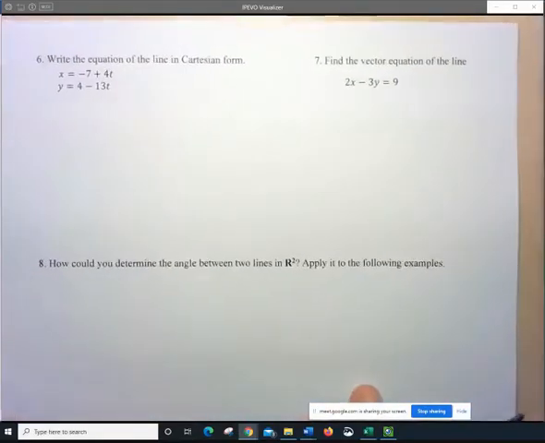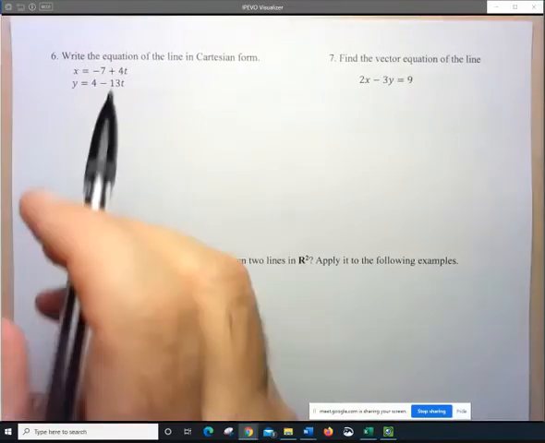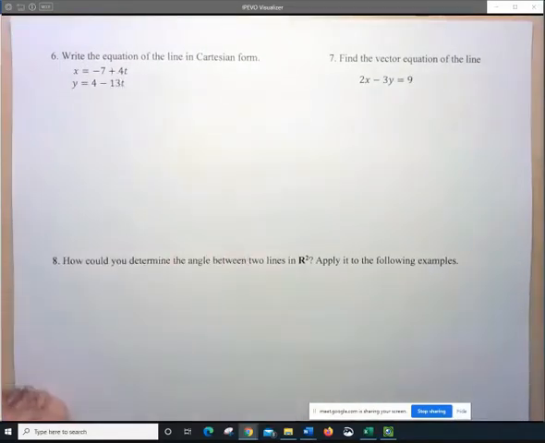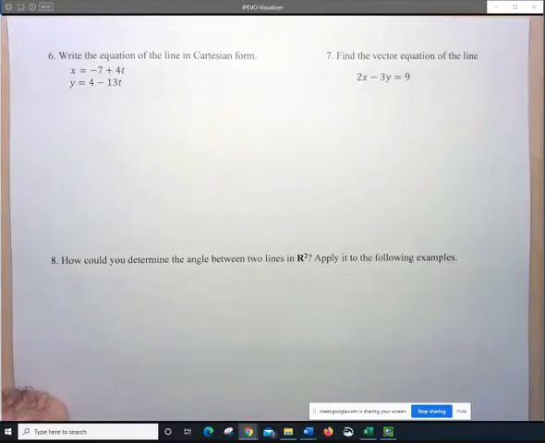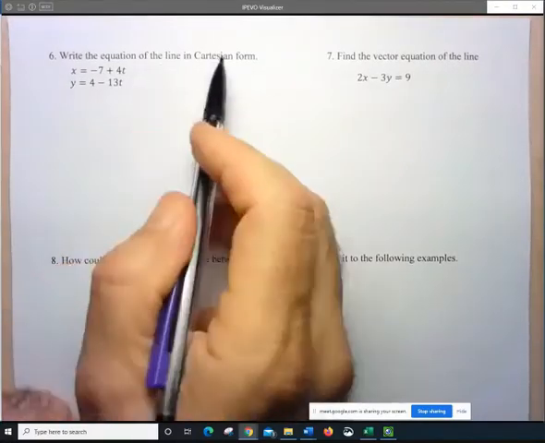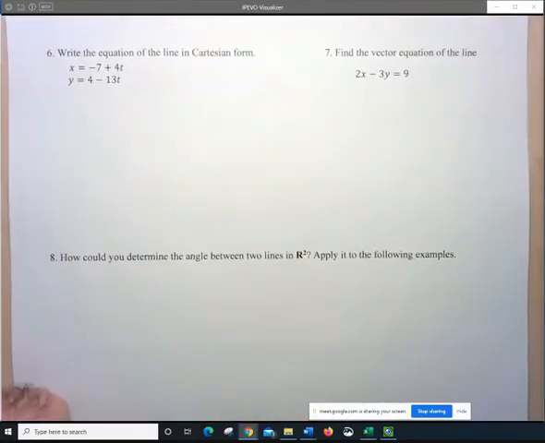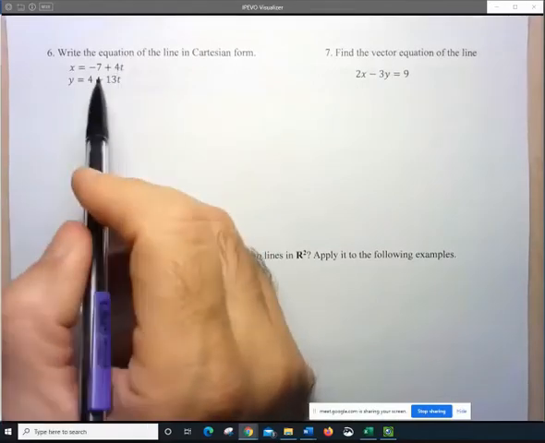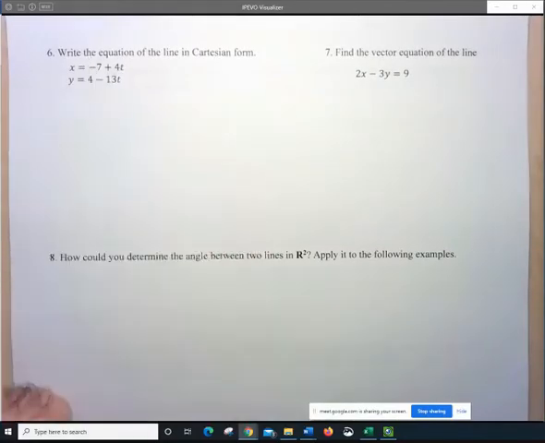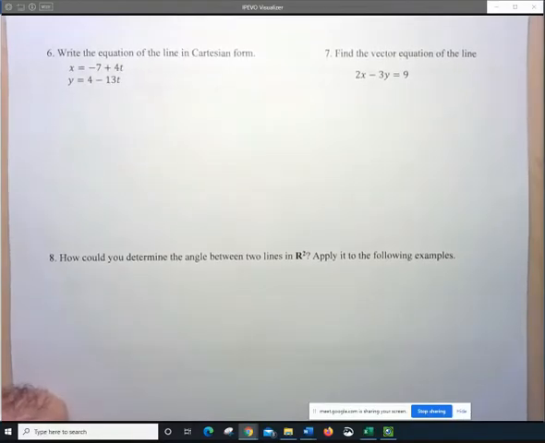Say, for example, in this question, they give me an equation in parametric form, and they say write it in Cartesian form. So what's the first thing? What is it that I want to extract from this equation? What are the two things I'm going to extract from this equation to help me solve this problem?